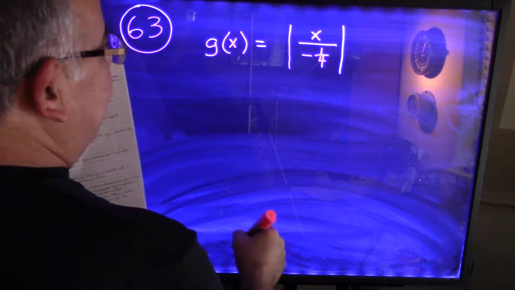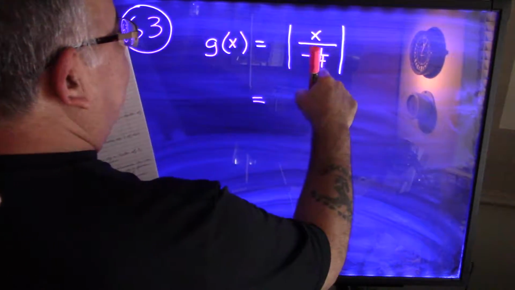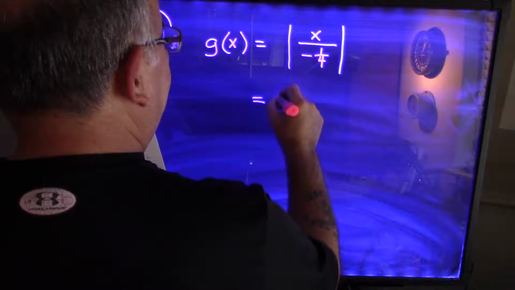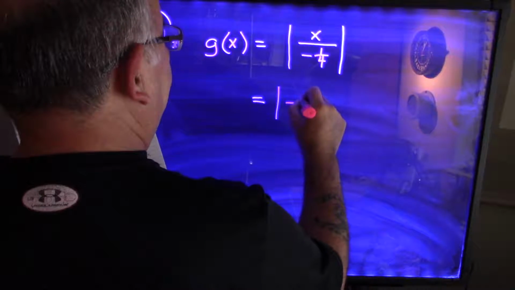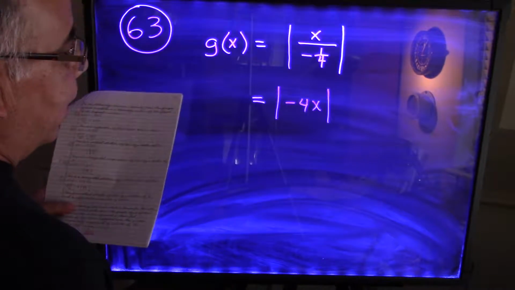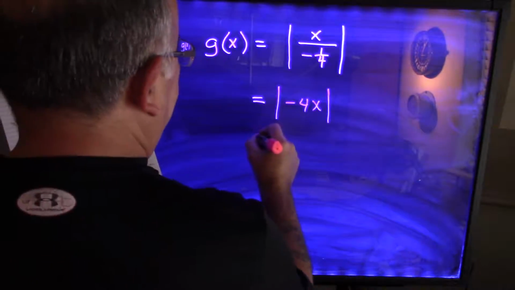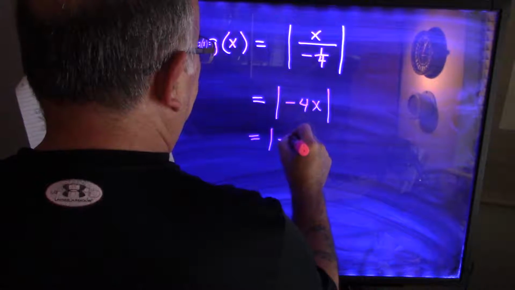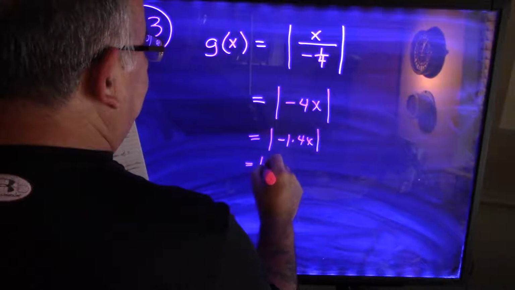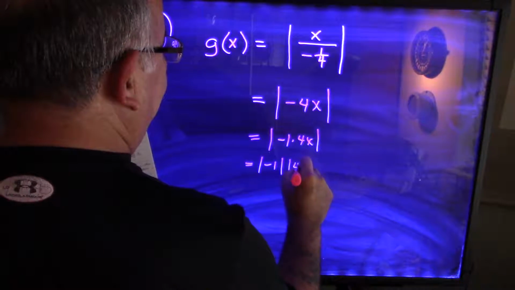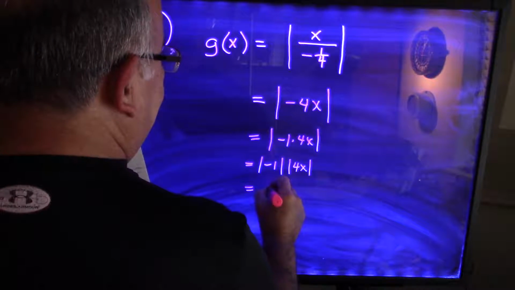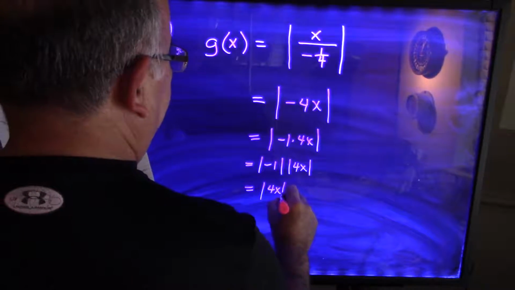So we can simplify this a little bit with algebra. You can invert the denominator and multiply by the numerator, and that gives you -4x inside the absolute value bars. This is the answer in your book. This can be simplified further if you think of -4x as -1 times 4x. And this is equal to absolute value of -1 times absolute value of 4x. Alright. And absolute value of -1 is just 1, so it's just absolute value of 4x.